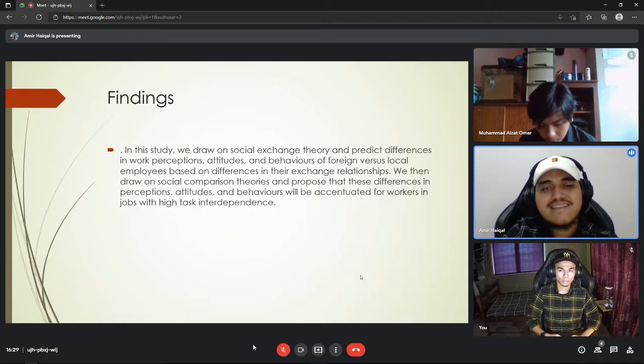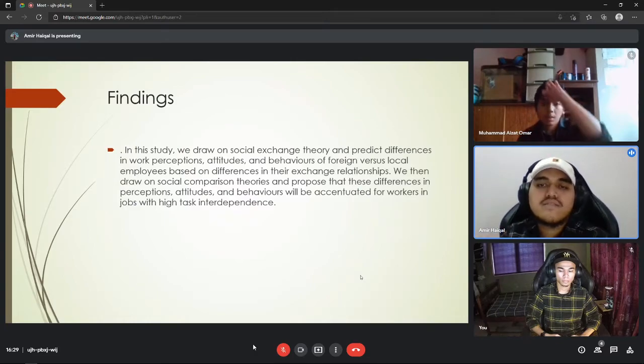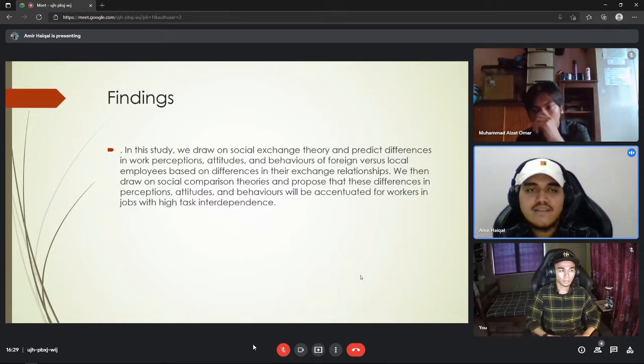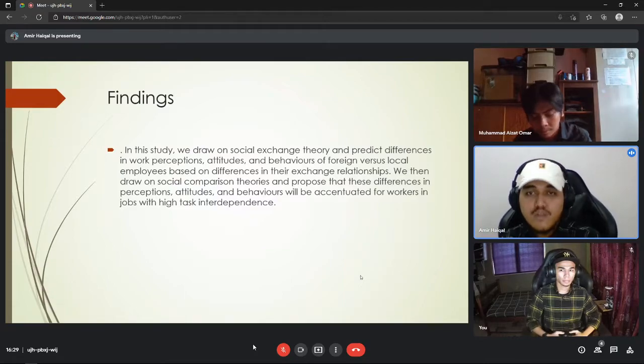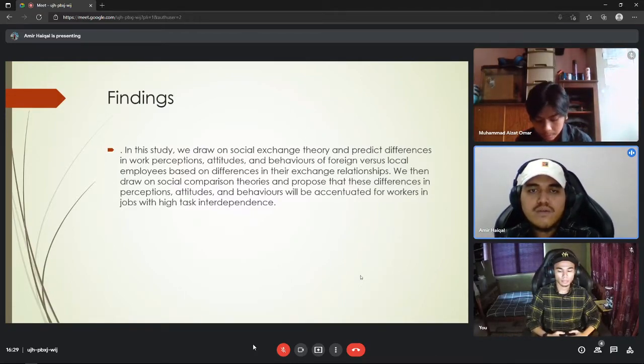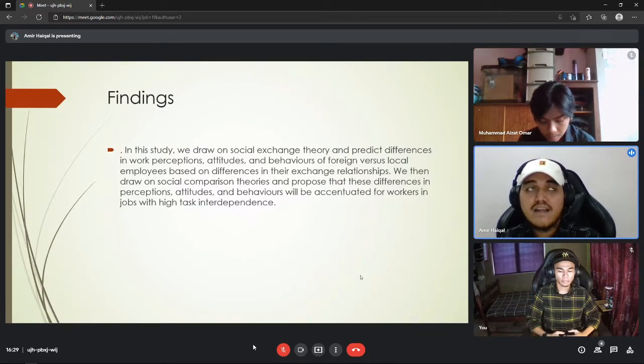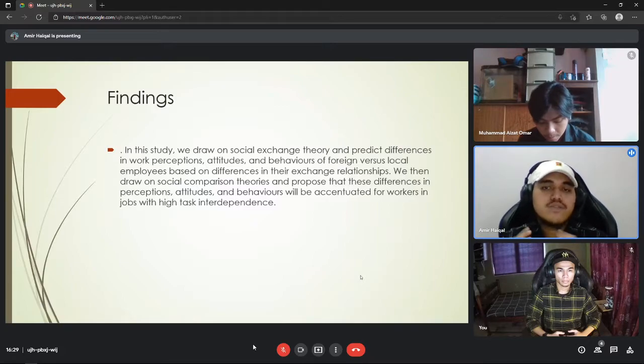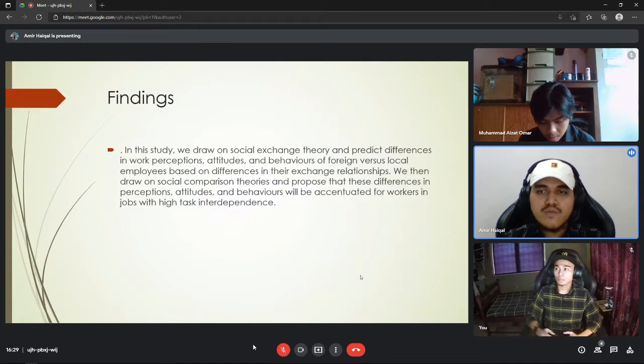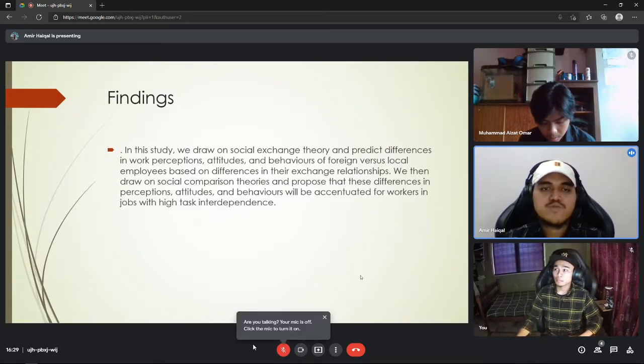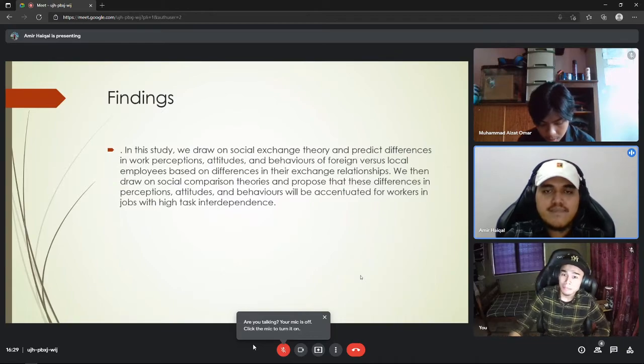Findings. In this study, we draw on social exchange theory and predict differences in work perceptions, attitudes, and behaviors of foreign versus local employees based on differences in their exchange relationship. We then draw on social comparison theories and propose that these differences in perceptions, attitudes, and behaviors will be accentuated for workers in jobs with high task interdependence.